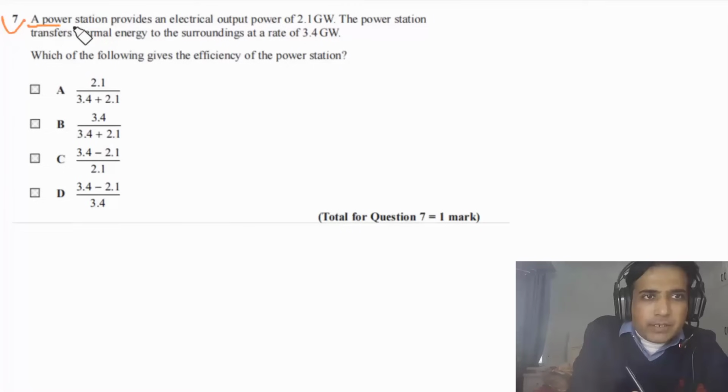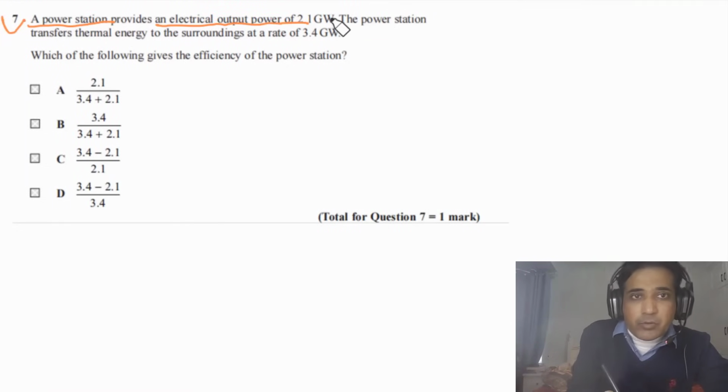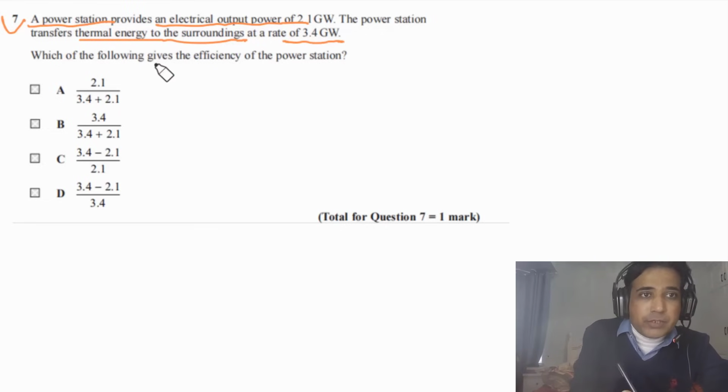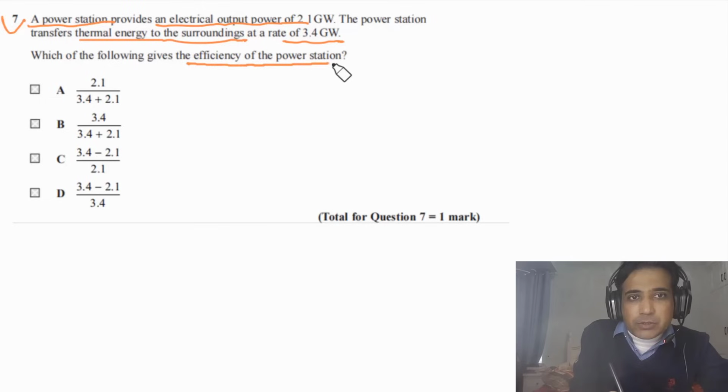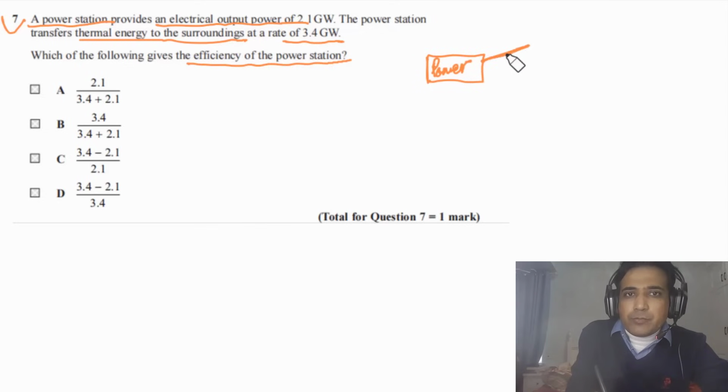Question 7 says a power station provides an electrical output power of 2.1 gigawatts. The power station transfers thermal energy to the surroundings at a rate of 3.4 gigawatts. Which of the following gives the efficiency of the power station? So in this case we have a power station, so this is simply, you can imagine, the power station. So the useful work output, meaning the useful power output, is given to us, that is equal to 2.1 gigawatts.